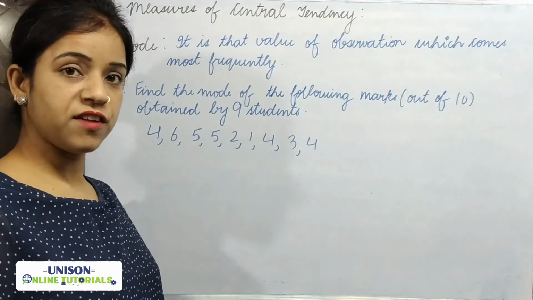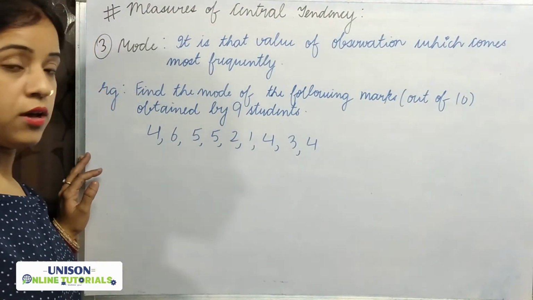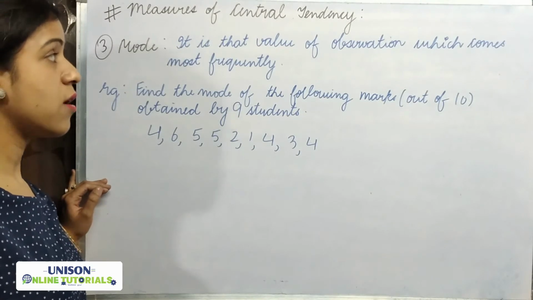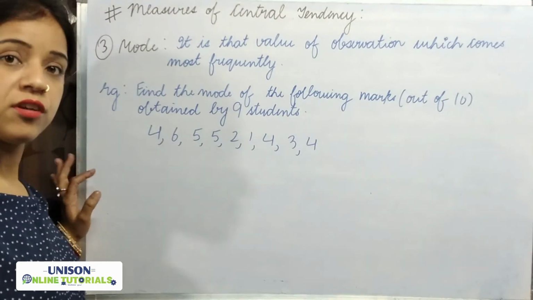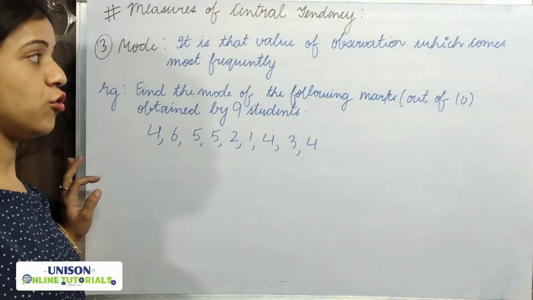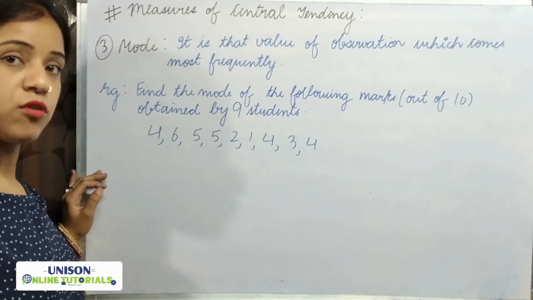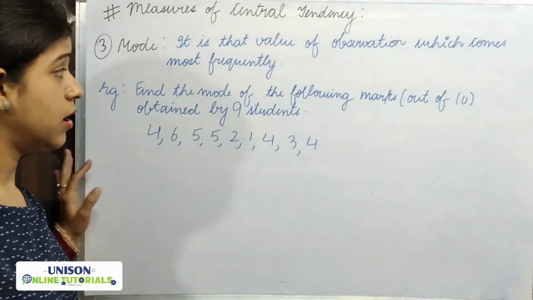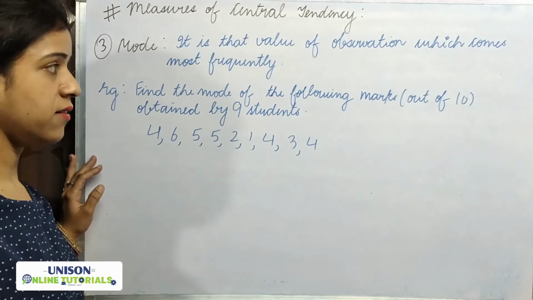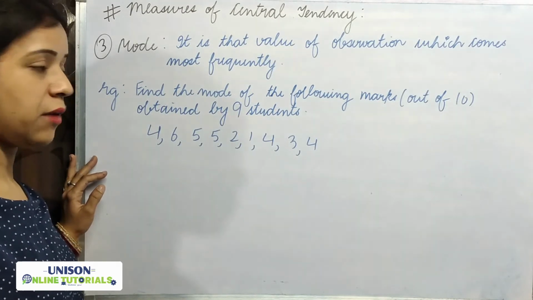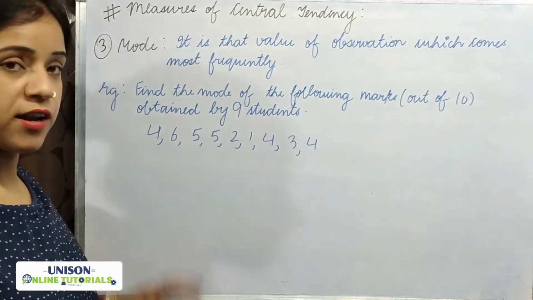Now the third measure of central tendency, that is mode. It is that value of observation which comes most frequently. So the number that comes so many times will be the mode. Let's take an example. Find the mode of the following marks out of 10 obtained by 9 students. So we have to find the mode.